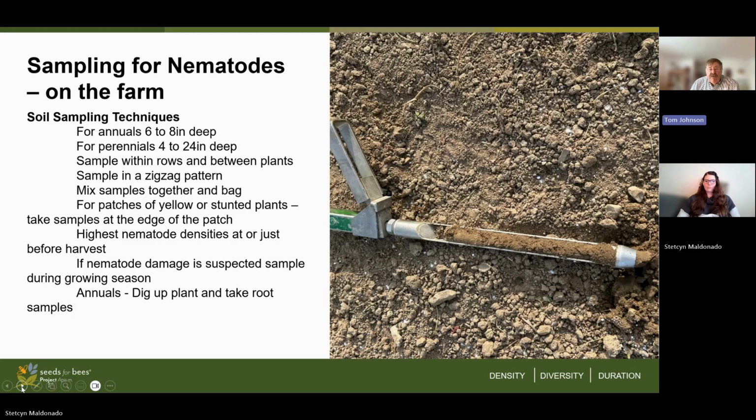And you can also dig up plants and take root samples out of annuals. And if you happen to get some roots or dig down and get roots out of your perennial crop, you can also submit those.